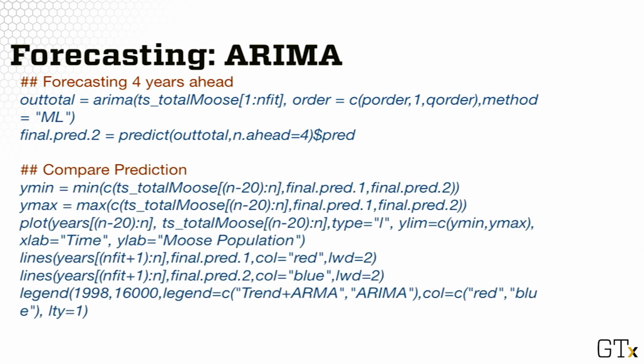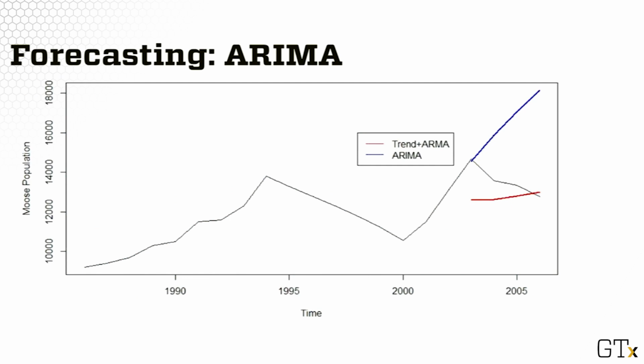We'll next compare the predictions based on the first approach using trend estimation and ARMA to the second approach using ARIMA. We first have to specify the minimum and maximum values of the y-axis through the ymin and ymax as on the slide to make sure that we plot the data and the predictions on the same scale. Then we plot a time series of the observed moose population for the last 20 years of the data, overlaying the predictions from the two approaches. Here is a comparative plot.